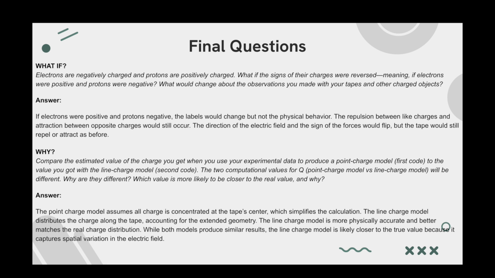Finally, what if protons were negative and electrons were positive? Basically, nothing would happen. The labels would change, but not the physical behavior. The two computational values for Q are different. Why? The point charge model assumes all charge is concentrated on the tape center, while the line charge model distributes the charge along the tape, accounting for extended geometry.